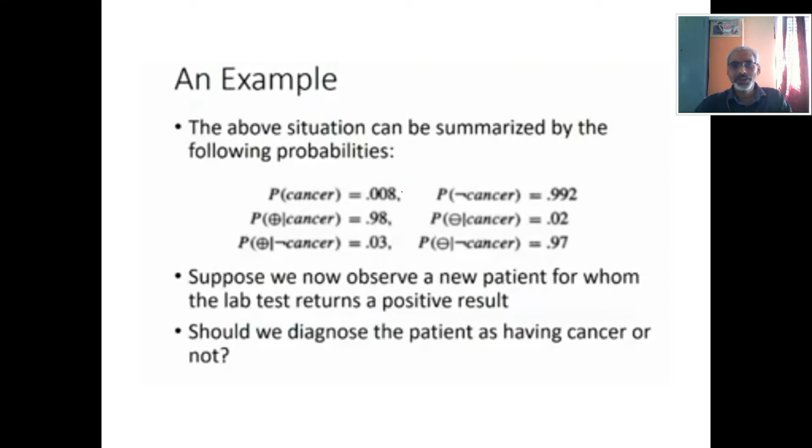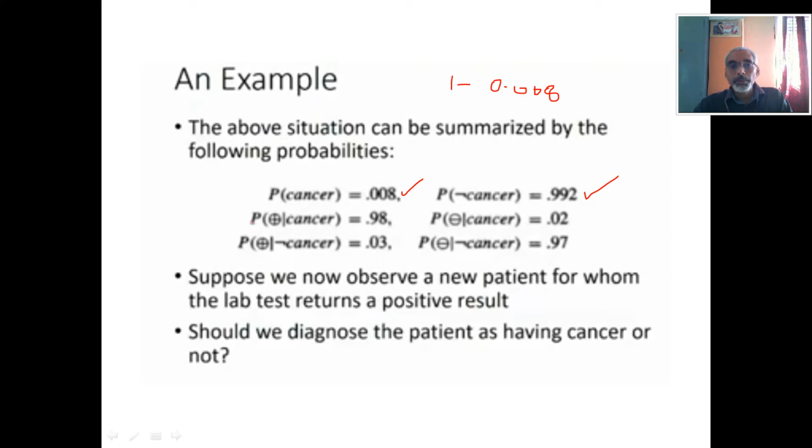0.008. If the probability of cancer is 0.008, that means out of 1,000 people, 8 are suffering from cancer. How many people are left over without cancer? 992. Right? So, the probability of negation of cancer, that means the probability of patients in our population not having cancer, is how much? It is 1 minus 0.008. This is how we calculate. So, 1 minus 0.008 is 0.992. Right? So, this is what we calculated.